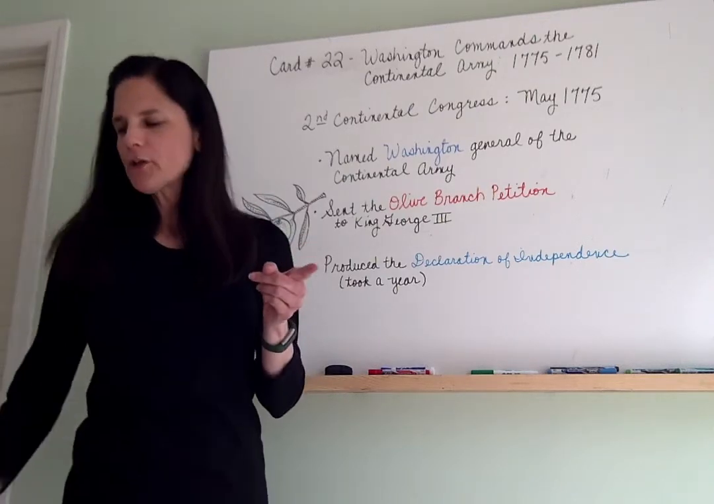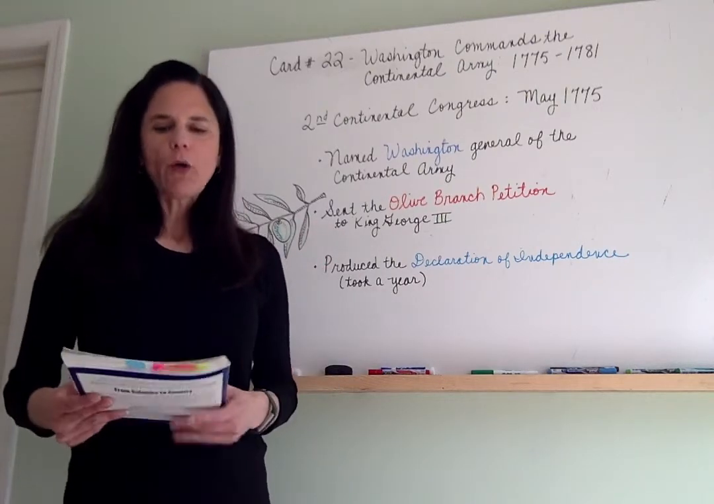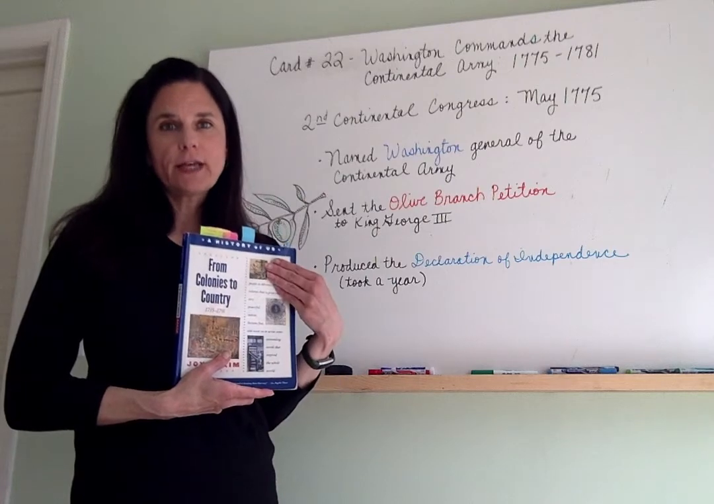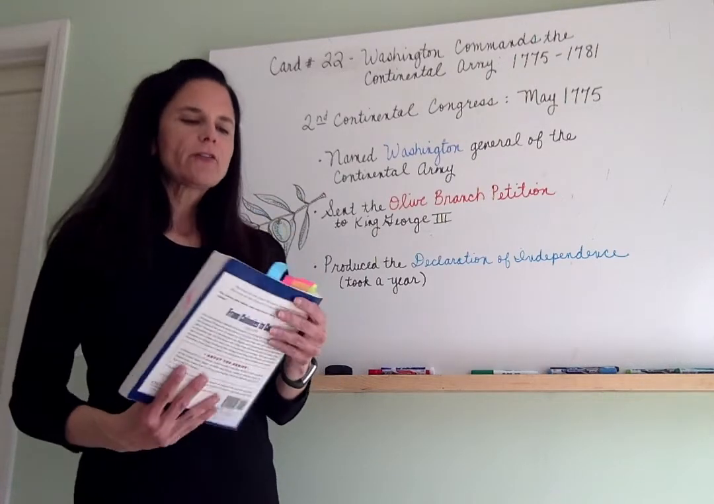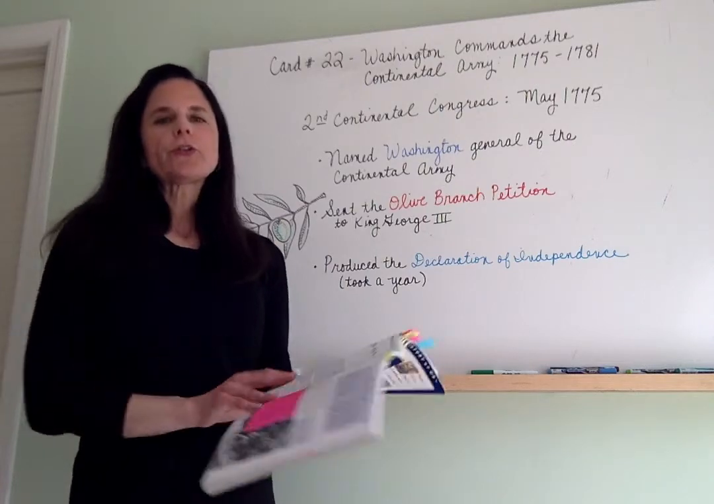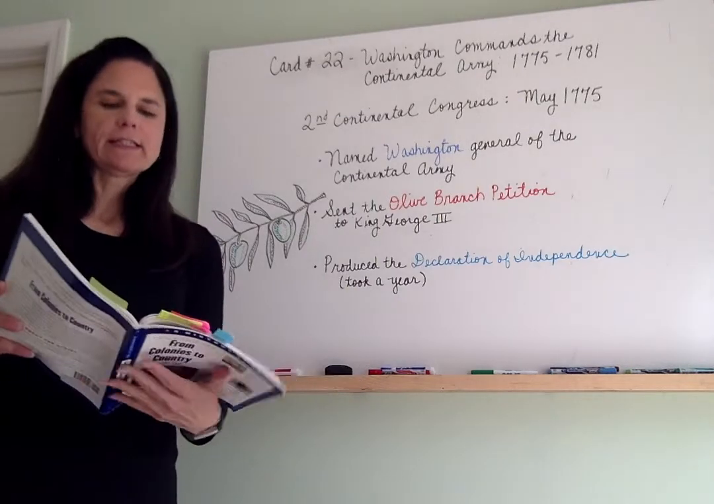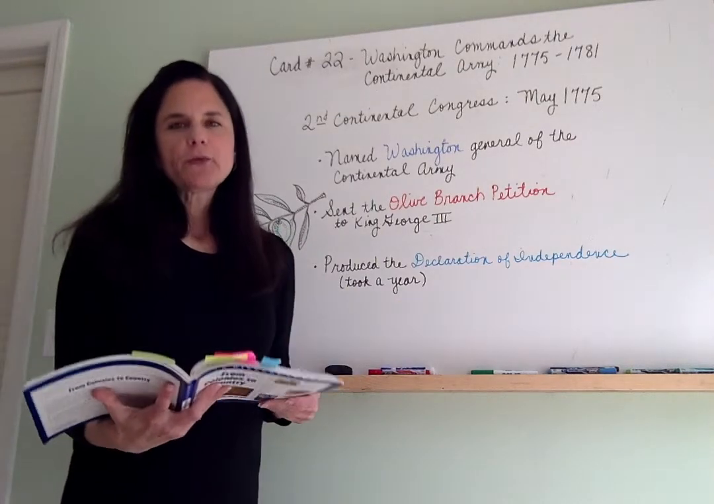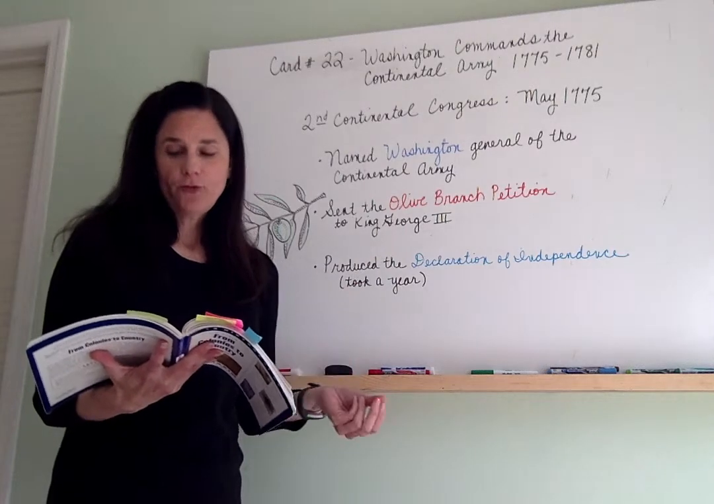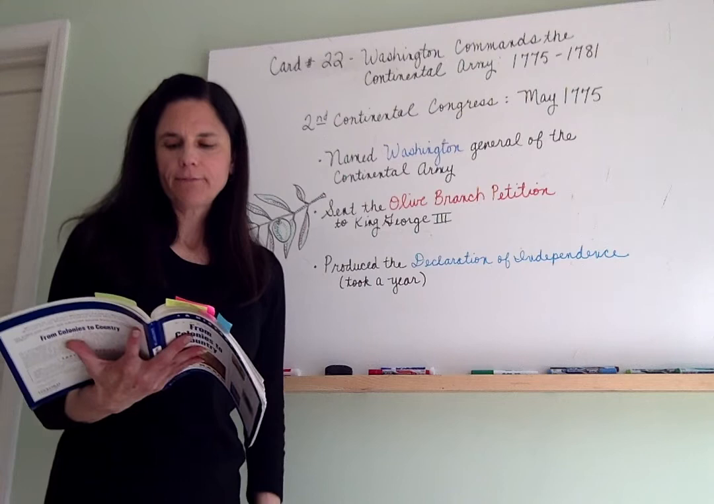And then I want you to read a little bit further, because usually the back of the card is really just an overview. I want you to read a little bit more detail in your From Colonies to Country textbook. So once you've read the back of the card, flip on over to page 130 in From Colonies to Country, Valley Forge to Vincennes, and you're going to be reading about the conditions and what important things occurred in Valley Forge during the winter of 1777 to 1778.